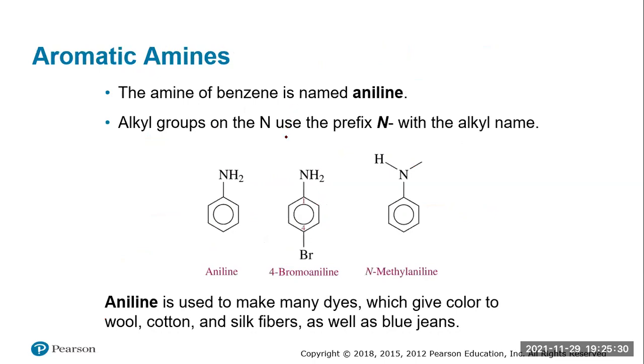So let's talk a little bit about aromatic amines. And as I was just saying, even with aromatic amines, sometimes we will use that N to indicate that the group is attached to the nitrogen here. And the amine of benzene is aniline. So if you remember, I think we saw this when we were talking about benzene. This is basically a benzene ring with an amine group on it.